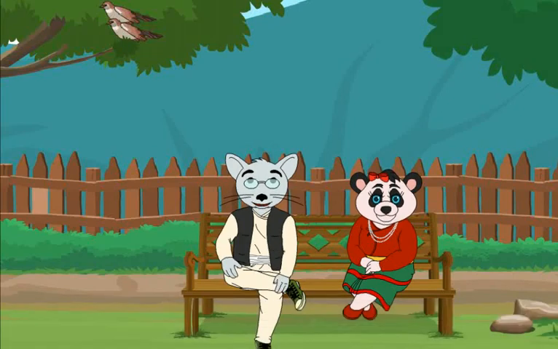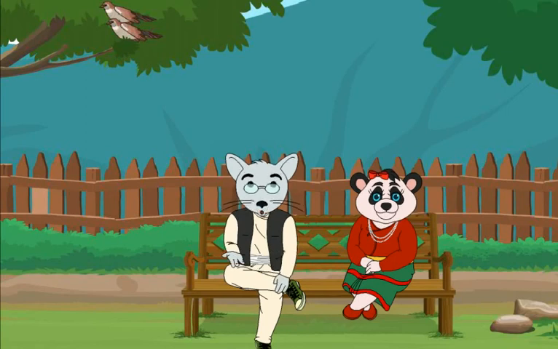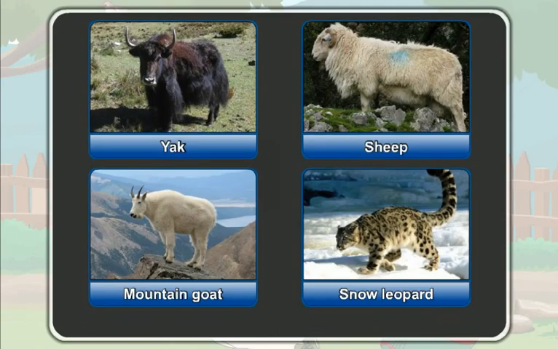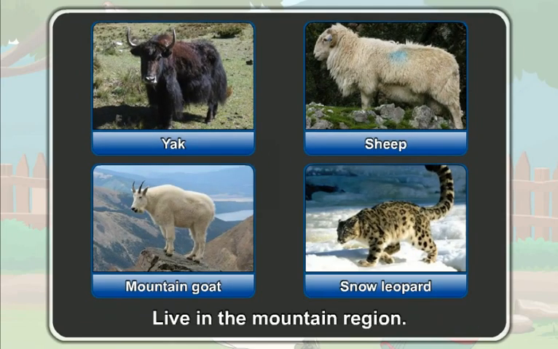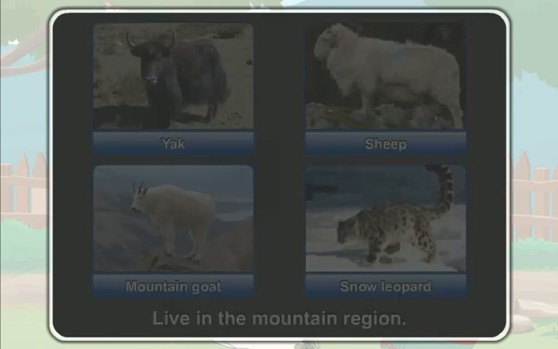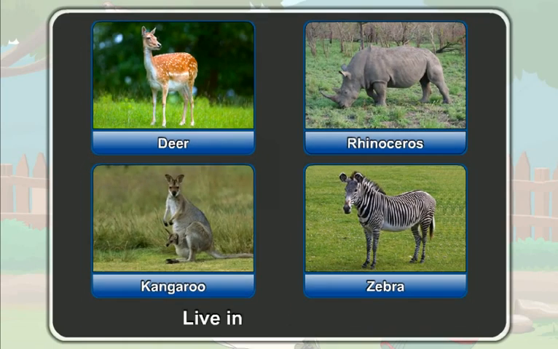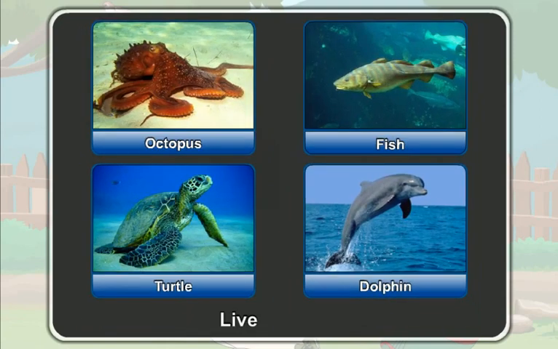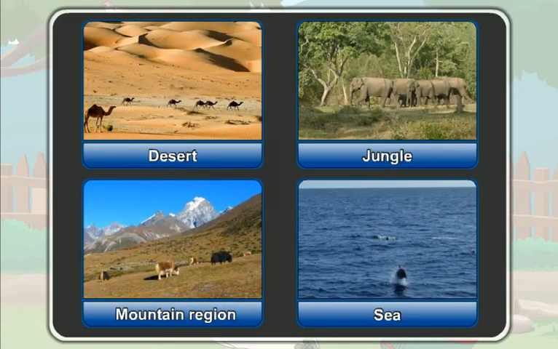Dear students, there are different kinds of animals around us. Some of the animals live in the jungle. Some of the animals live in the mountain region. Some of the animals live in the grassland. And some of the animals live in water. Different animals live in different habitats.